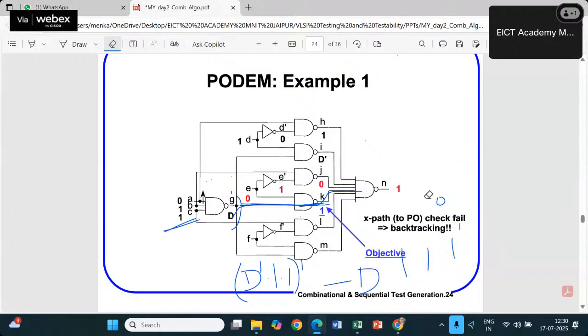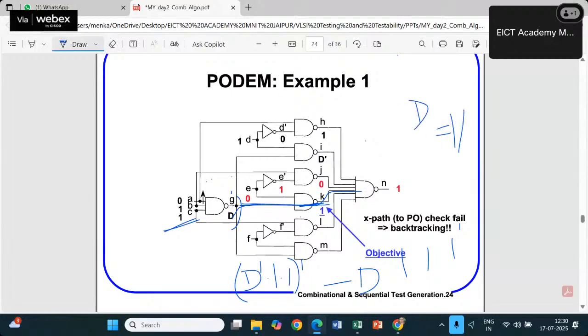What is my goal? My goal is D, which means the true value is 1 and the faulty value is 0. So my target is n comma 1. But at the same time, I should not forget that the faulty value I should get is 0. So by default, you can say the target is n comma D. D means the true value is 1.